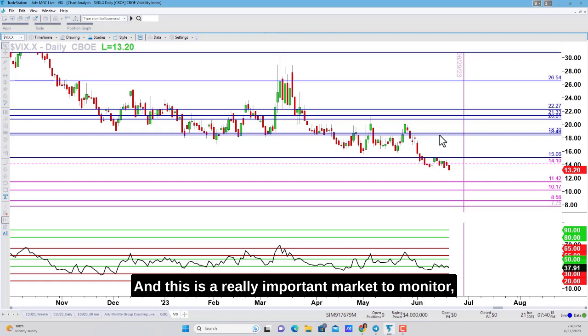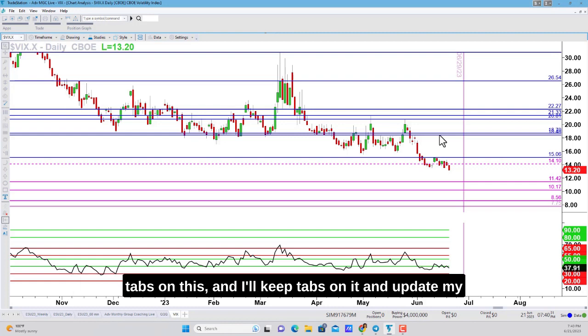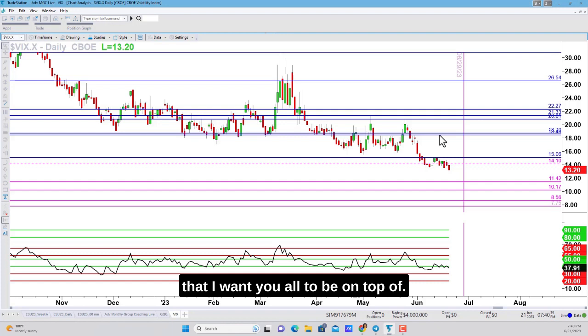And this is a really important market to monitor, guys, because it's the fear gauge of the market, and how the VIX moves is very closely related to how the S&P and the Dow move. So especially if you're trading options out there, you want to keep tabs on this, and I'll keep tabs on it and update my tribe next time I see a key level or a key turn that I want you all to be on top of.